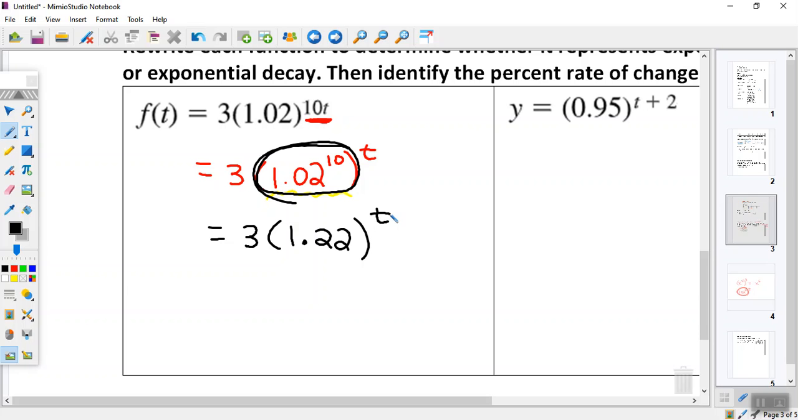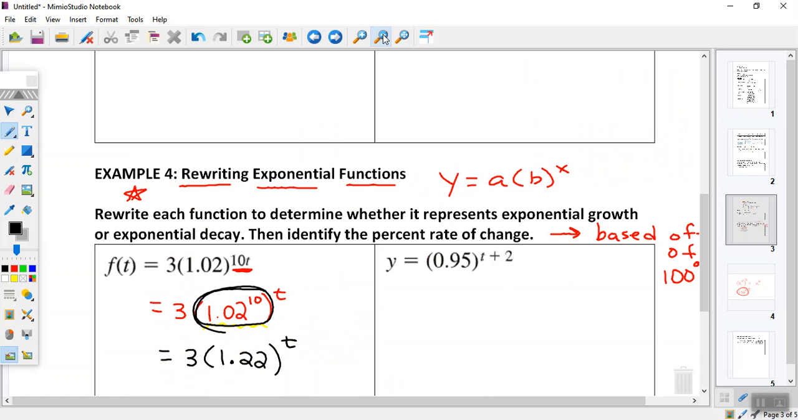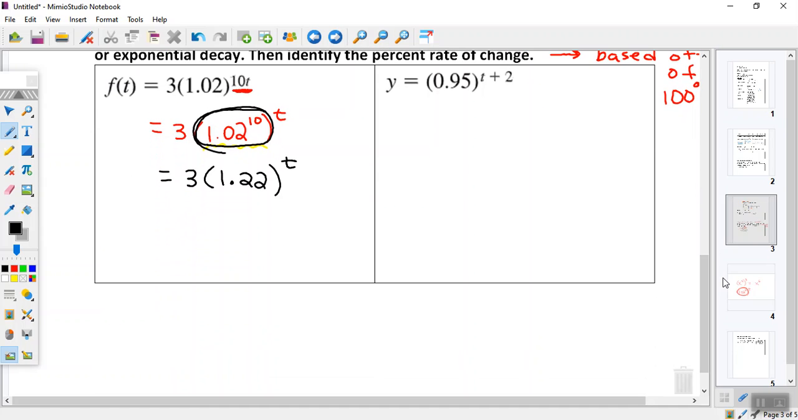So here's the deal. It says 2 things that we had to do. We had to rewrite this function to determine whether it represents growth or decay. Well, guys, is this value in here a growth factor or a decay factor? That's a growth factor because it's more than 1. So we know we have growth.